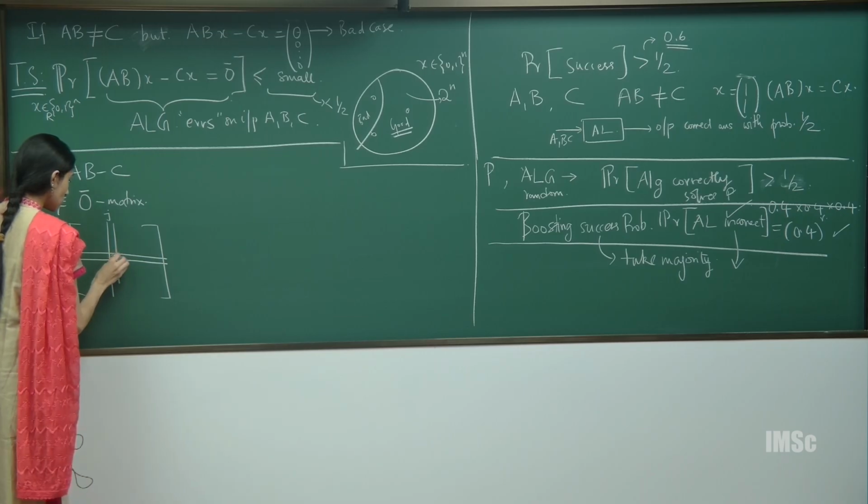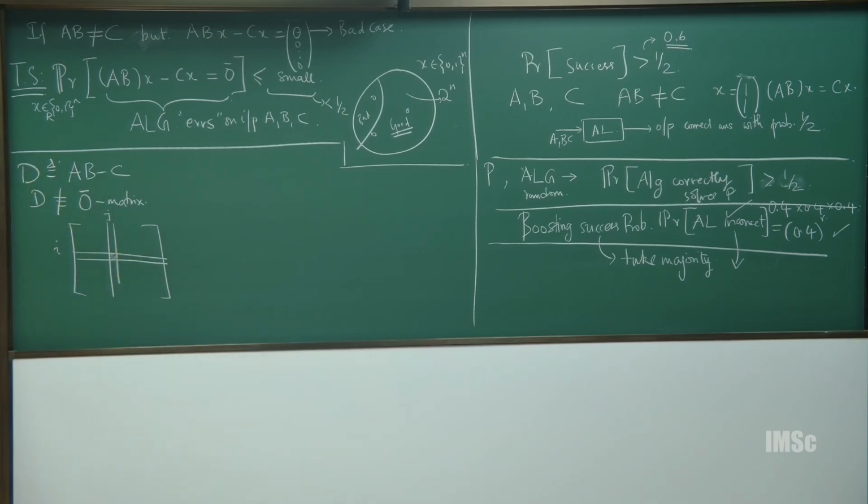At least one of them is non-zero. Let's say this is non-zero. So, can you figure out what we are trying to do? We are trying to count the number of good x's and the bad x's. So there may be bad x's. How do you think we should count? Some exercise on counting that you have seen.